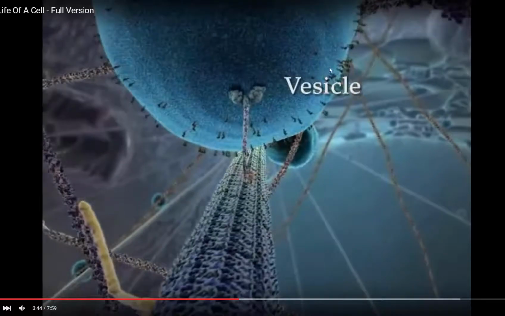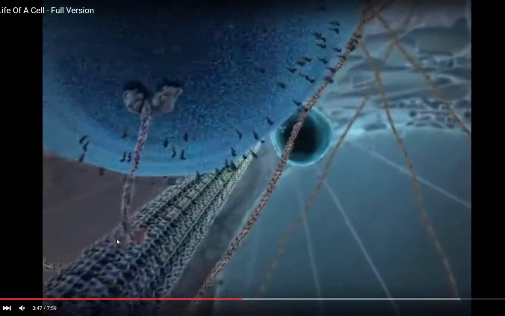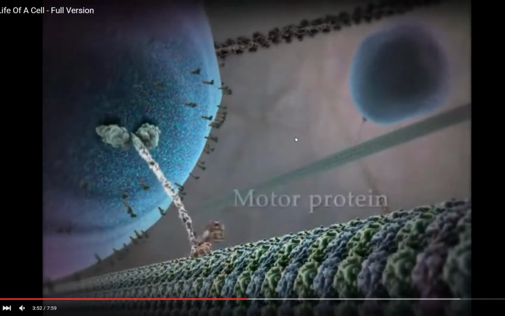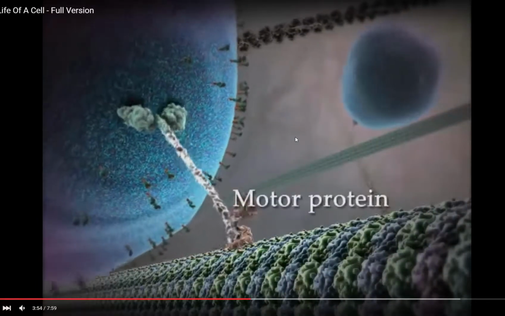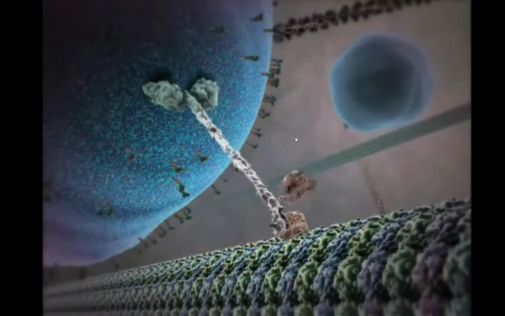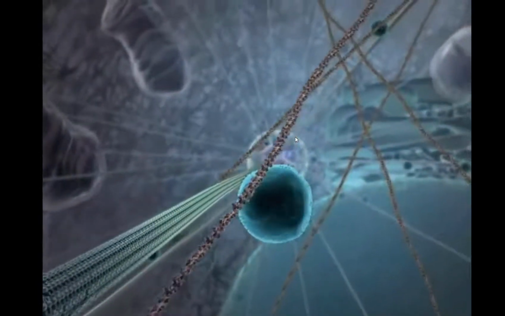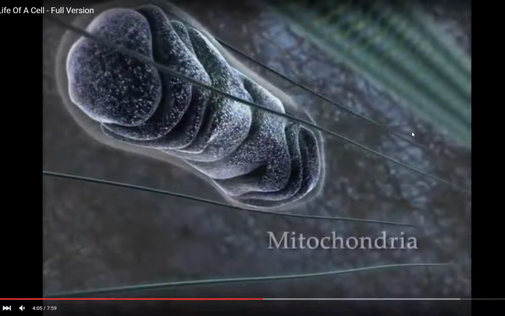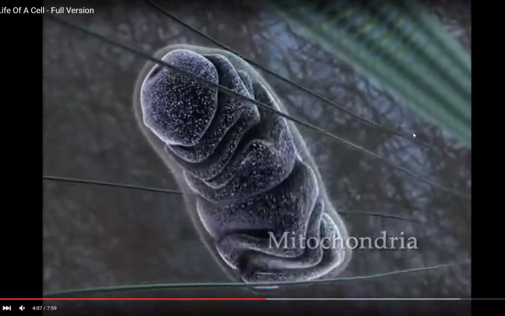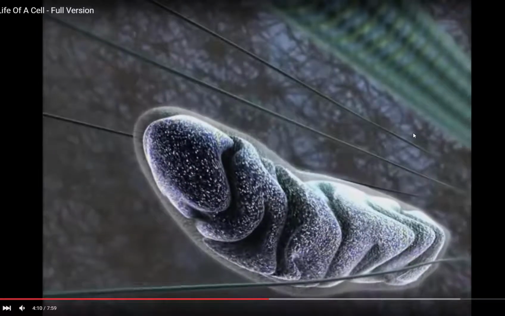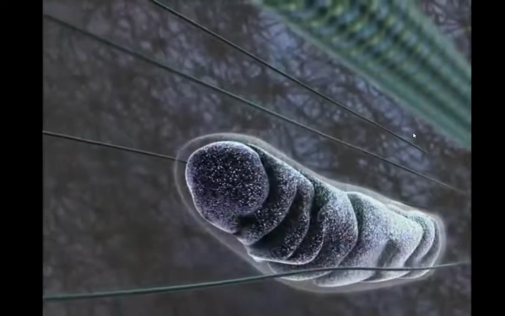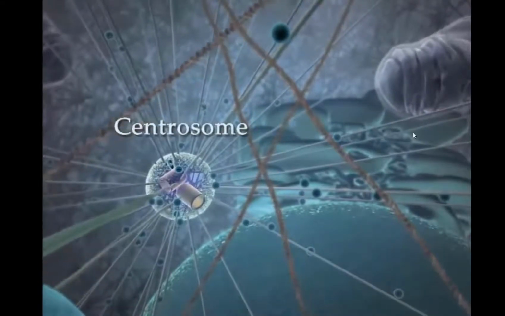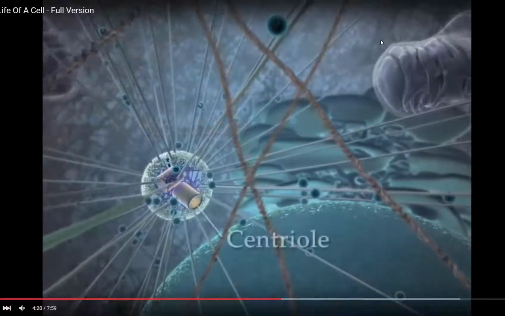Along those tubules we get vesicles with proteins, and the proteins walking along carry these things from point A to point B. Called a motor protein. Mitochondria, the powerhouse of the cell. Cellular respiration, sugar and oxygen going in and ATP coming out. There's the centrosome. Aster kind of view.